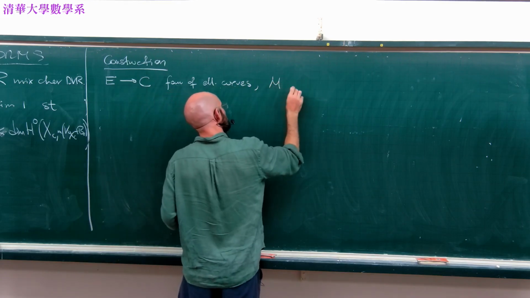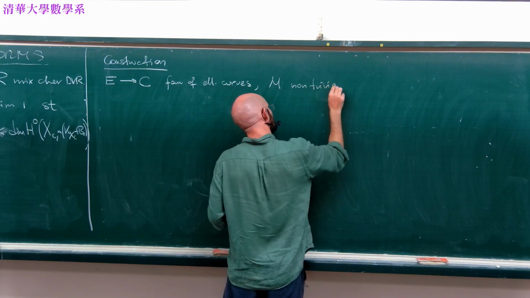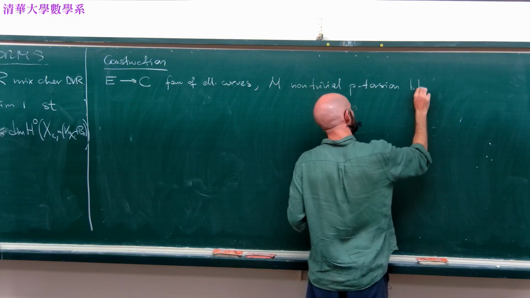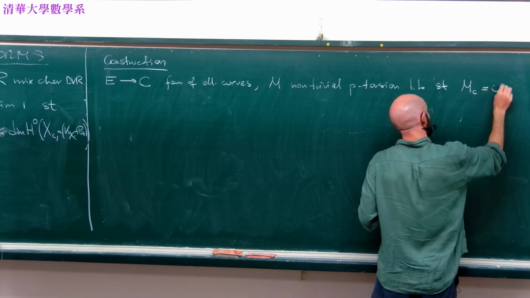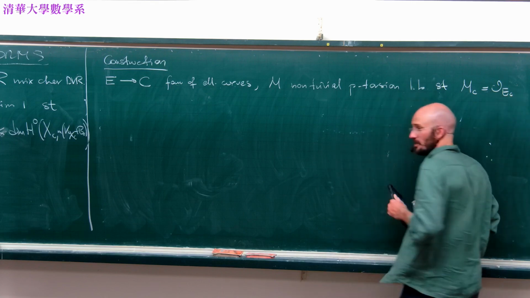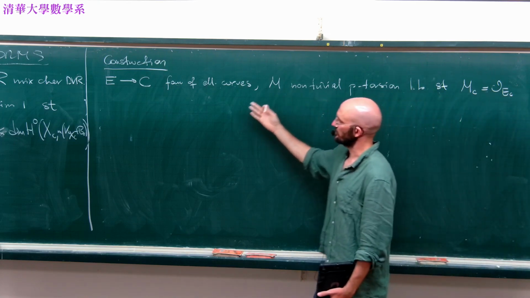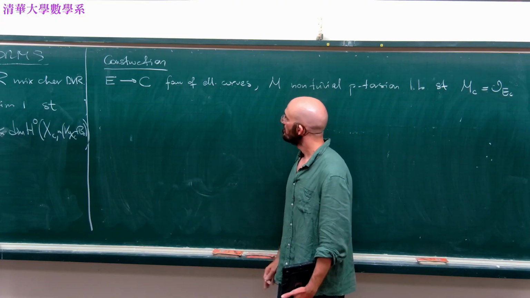And we take M, a non-trivial p-torsion line bundle, such that when I restrict to the central fiber, it becomes trivial. So this you can always do, because line bundles on elliptic curves correspond to points on the elliptic curves, essentially.